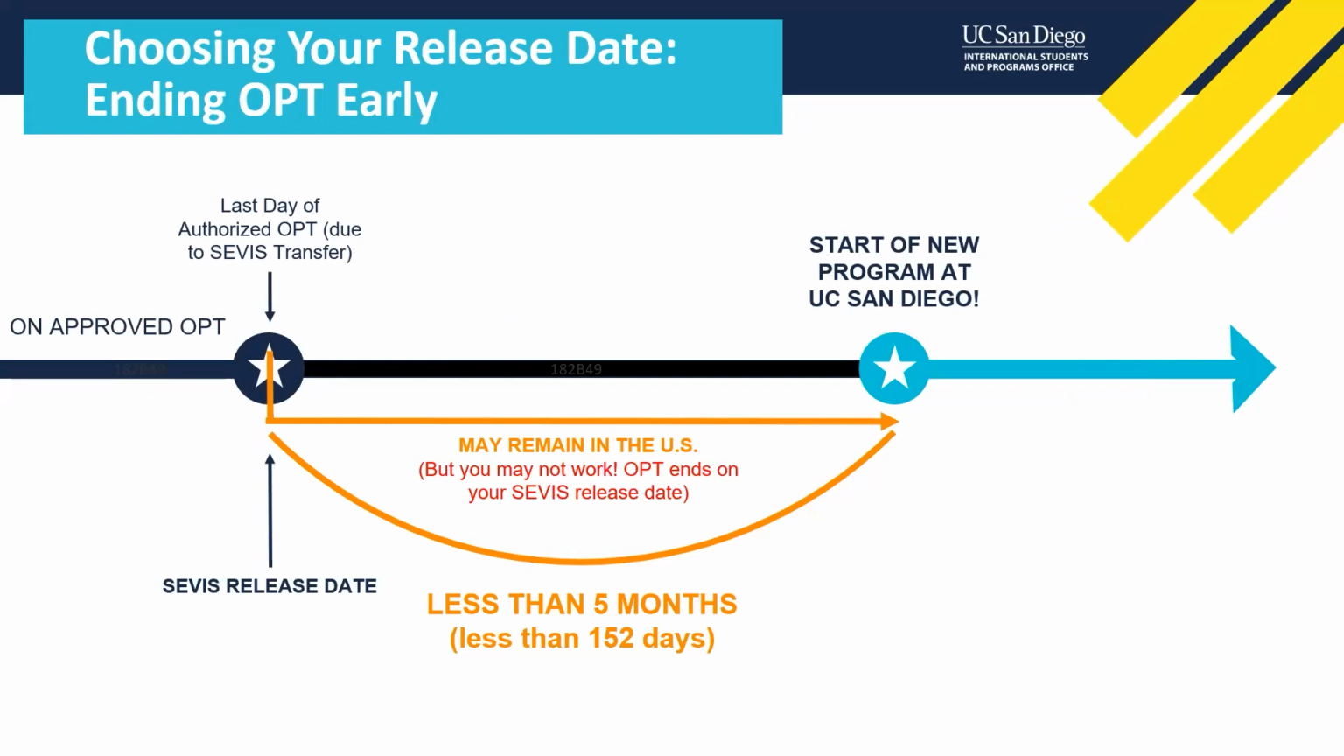So now it looks like this. In this case, your last day of authorized OPT becomes the date of your SEVIS transfer. I want to repeat this again. It's very important to understand that on your SEVIS release date, your OPT will end. If you select a SEVIS release date during your OPT period, your OPT will end on that release date. As in the other two scenarios, in the time between your SEVIS release date and the start of your new program here at UC San Diego, you can remain in the US, but again, remember that during this period, while you're waiting for your new program, you may not continue your OPT employment because your OPT will have ended.